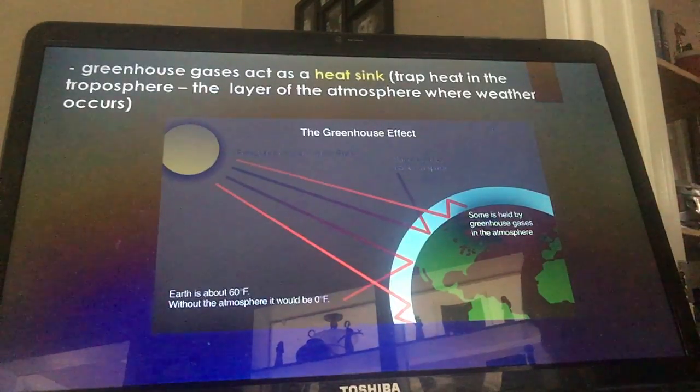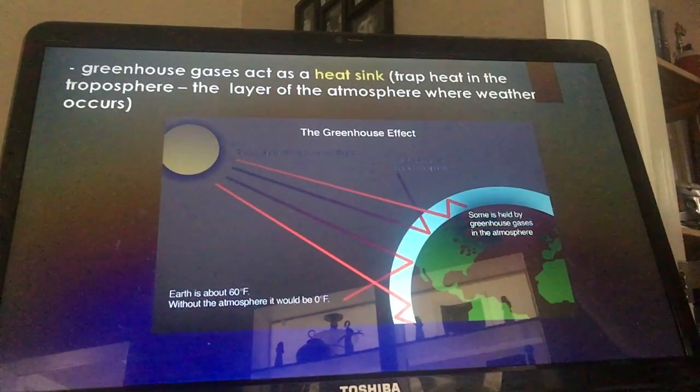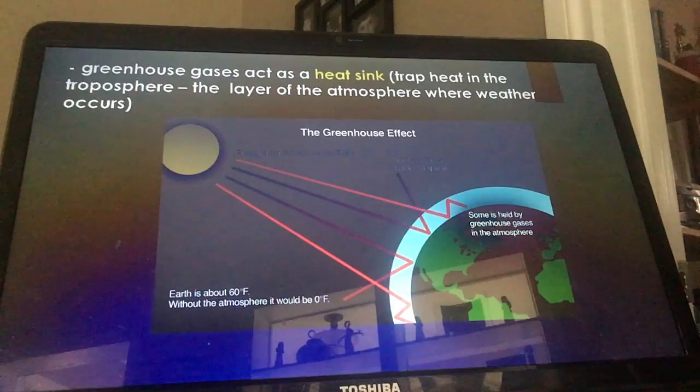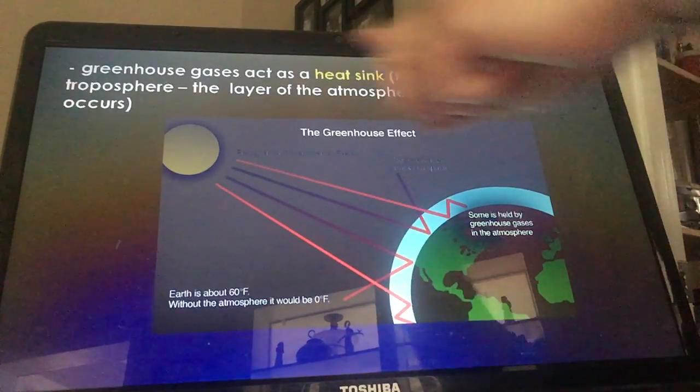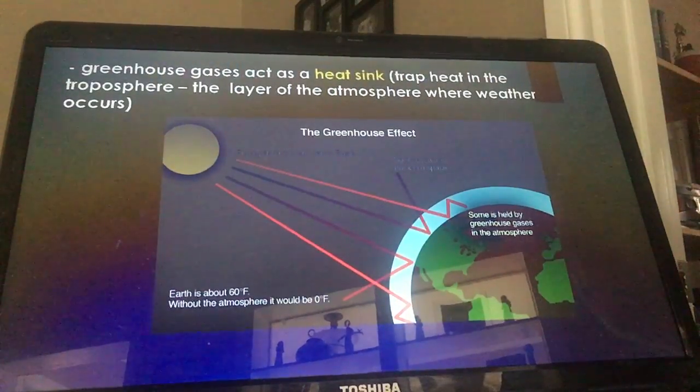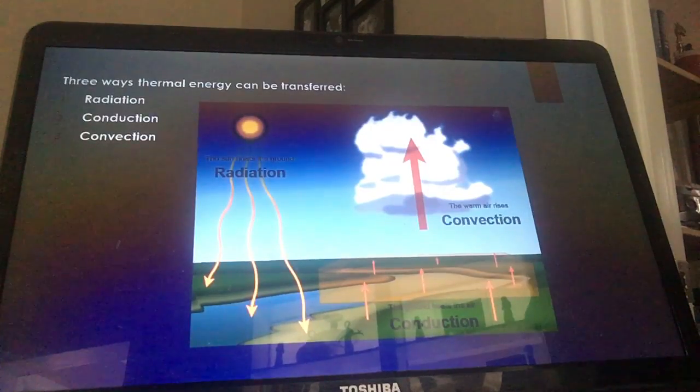They trap heat in the troposphere. That's the layer of the atmosphere where we live, and that's where weather occurs. So that's why we had that first lesson about the atmosphere and learned about the different layers. Okay, so now that we know what thermal energy is, how can it be transferred?